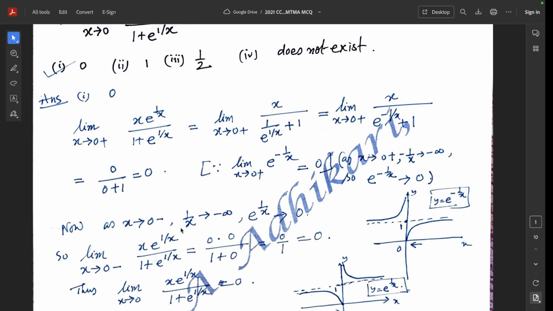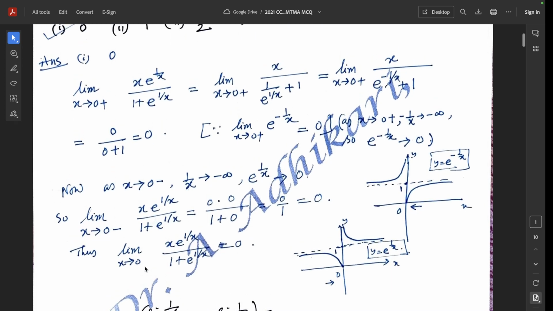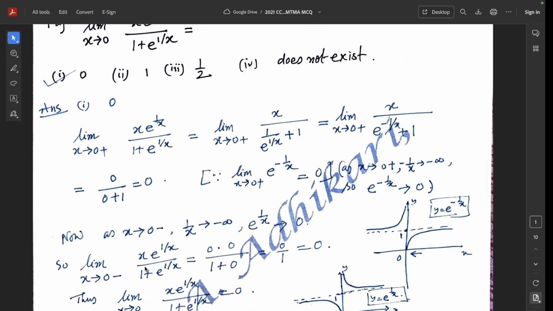And as x tends to 0 minus, 1 by x tends to minus infinity, so e to the power 1 by x tends to 0. So limit x tends to 0 minus of x e to the power 1 by x by 1 plus e to the power 1 by x is 0 into 0 by 1 plus 0, that is equal to 0. So the left hand limit and right hand limit are both equal to 0, hence the limit exists and is equal to 0.